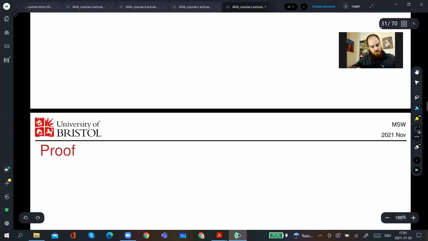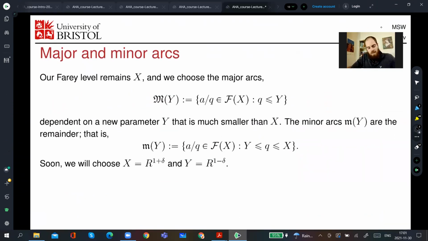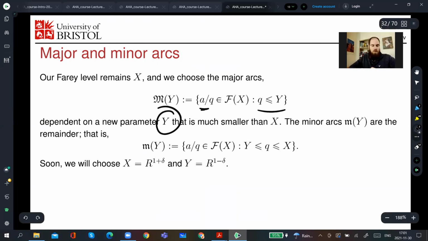All right, I'll push on a little bit further before taking a break. I just want to introduce the major arcs and minor arcs and use Weil's inequality to get a bound for the minor arcs. Okay, so remember, I'm going to choose some auxiliary new parameter y. It'll be a lot smaller than x, but it'll also go to infinity as lambda goes to infinity. And our major arcs are going to then be the intervals attached to all those fractions whose height is at most y. And the minor arcs are going to be all the ones that have a big height, meaning at least y, but at most x.